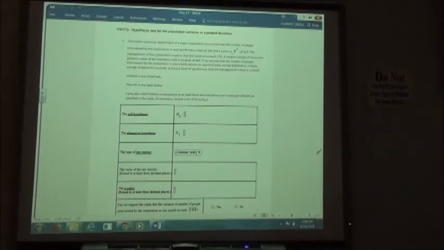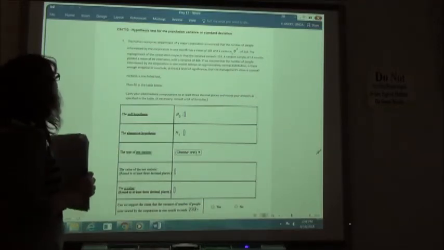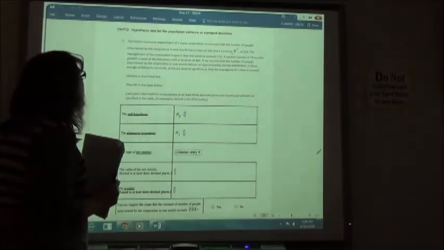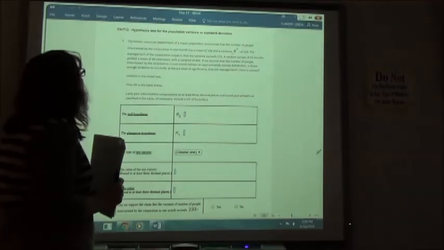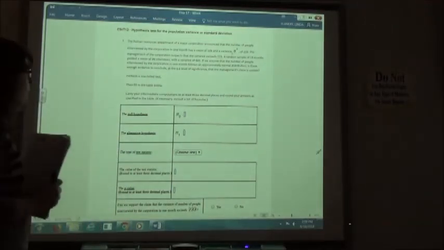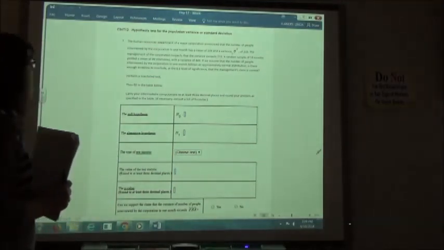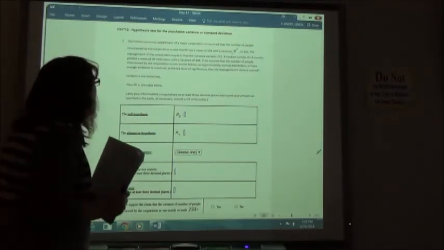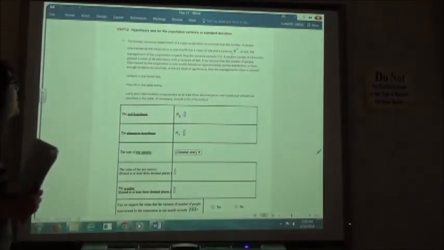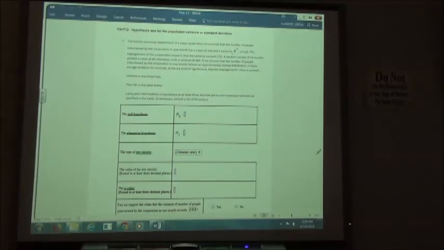It says the human resource department of a major corporation announced that the number of people interviewed by the corporation in 1 month has a mean of 104 and a variance, the standard deviation squared, of 233. The management of the corporation suspects that the variance exceeds 233. A random sample of 18 months yielded a mean of 99 interviews with a variance of 441. If we assume that the number of people interviewed by the corporation in 1 month follows an approximately normal distribution, is there enough evidence to conclude at a 0.1 level of significance that the management's claim is correct?